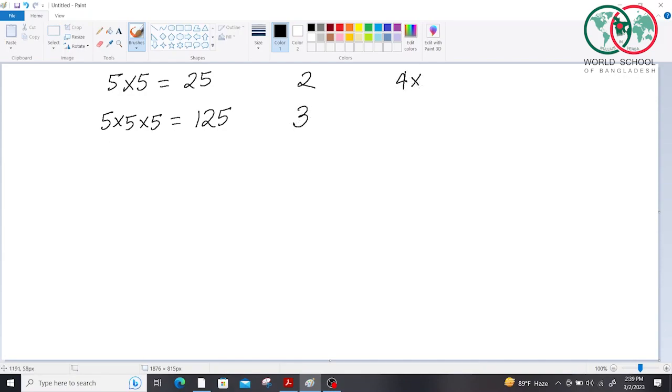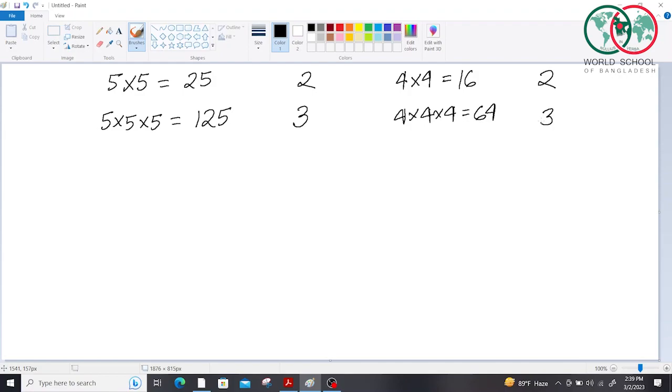Similarly, if we want to multiply 4 into 4, it's equal to 16. So the number of 4s is 2. 4 into 4 into 4 equals to, let's see what's 4 into 4 into 4. So if we multiply 4 into 4, it becomes 16. So 16 into 4 is 64.